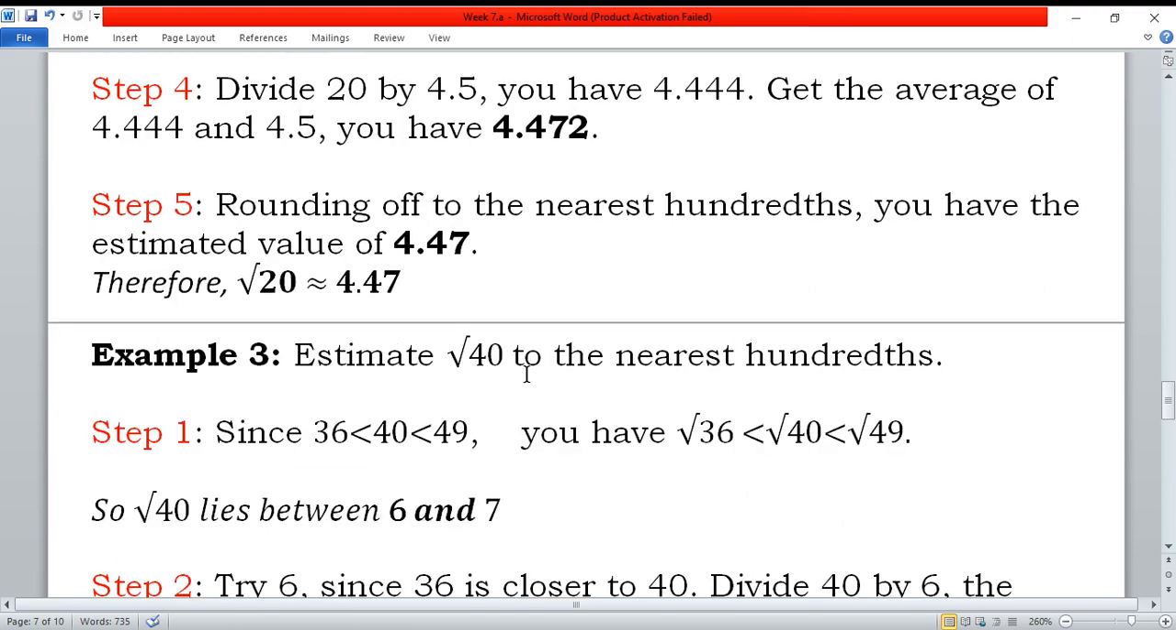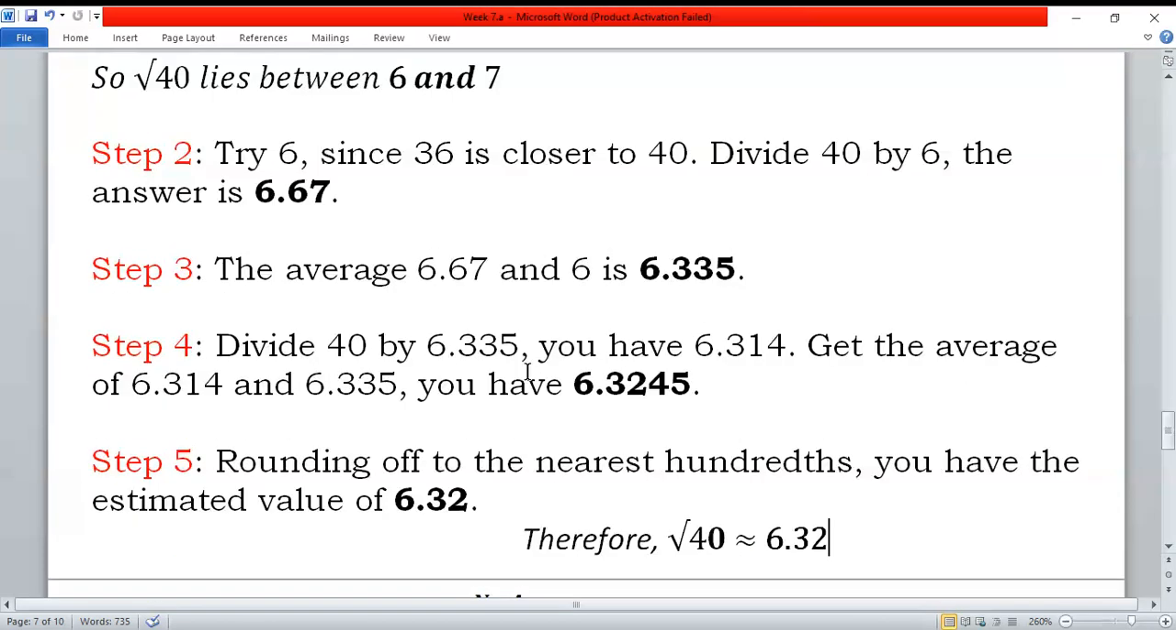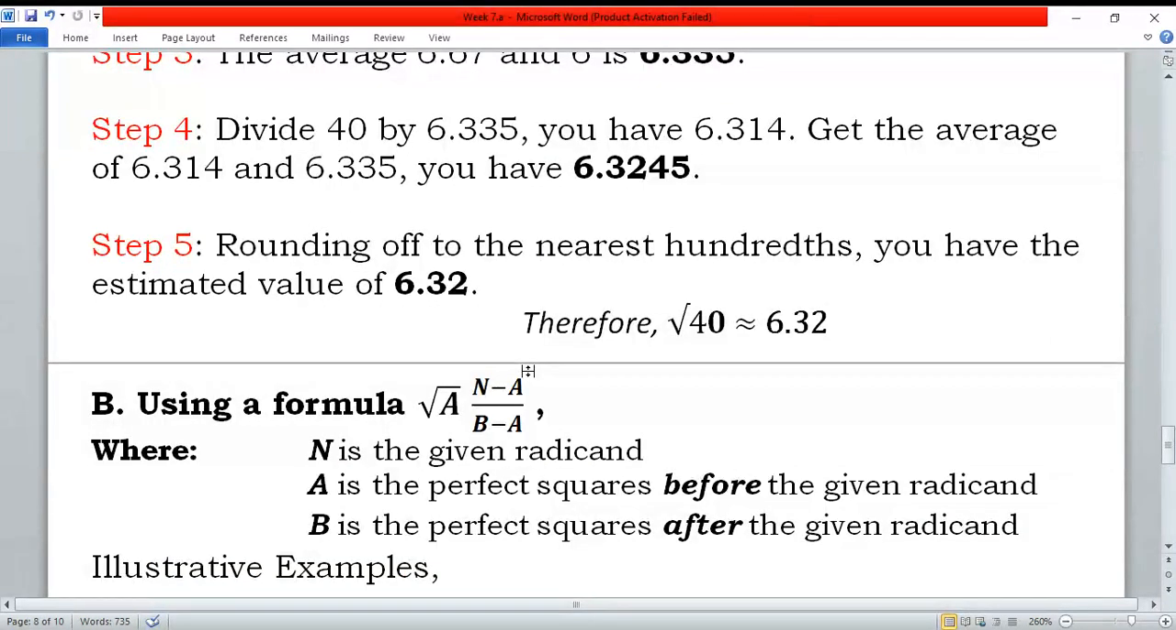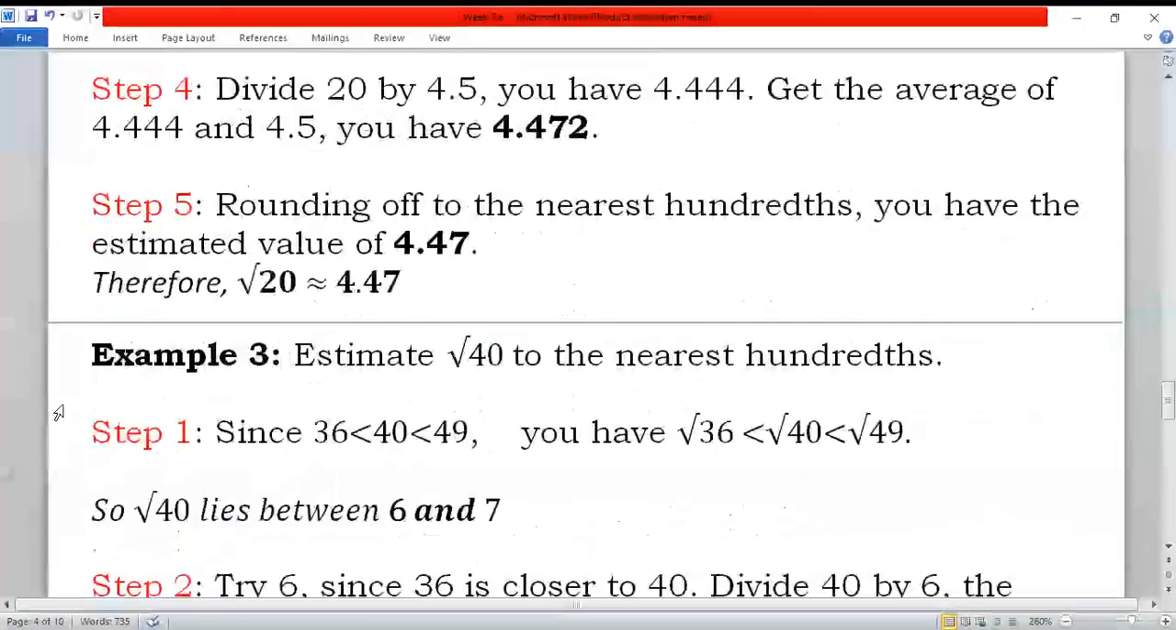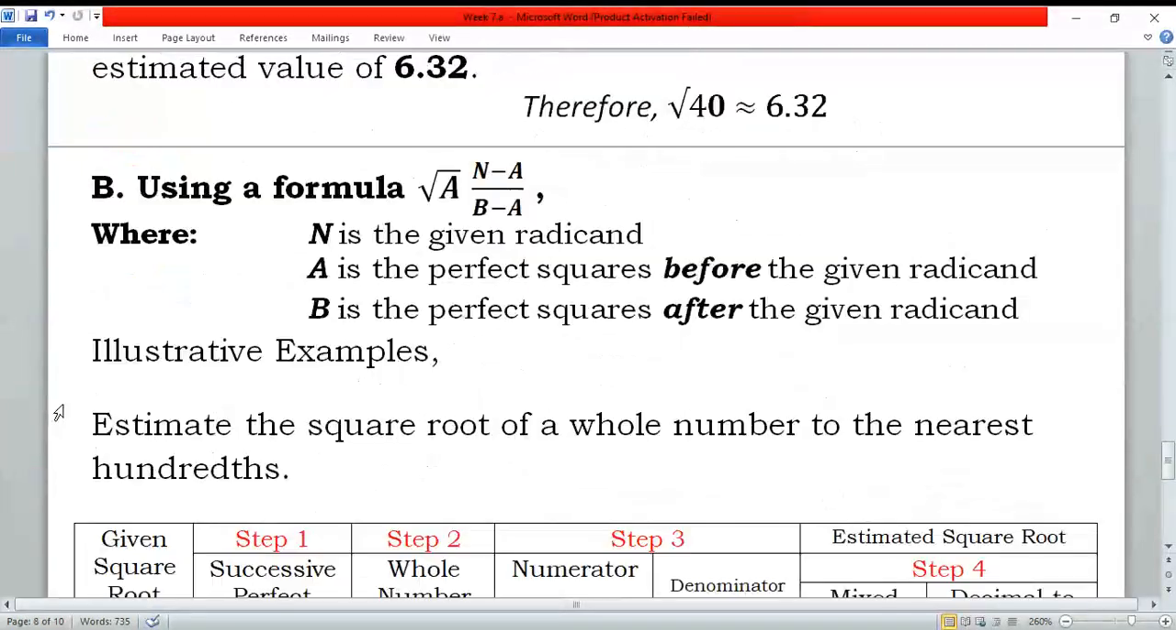Okay, ayan. Medyo humangos muna tayo. Okay? So, bago tayo tumuloy dito sa another method on how to estimate the square roots that is a rational number.